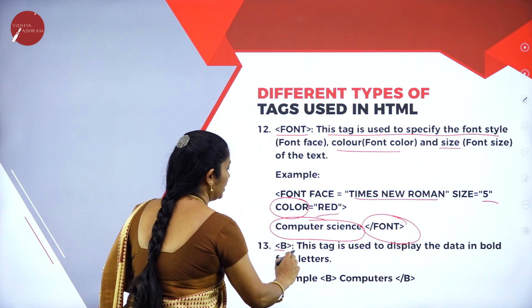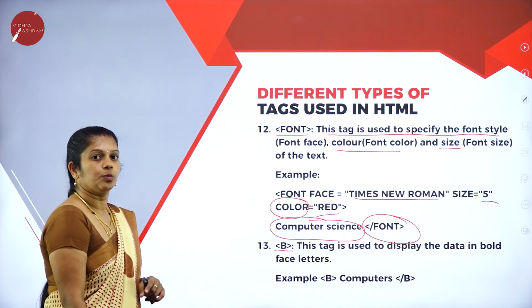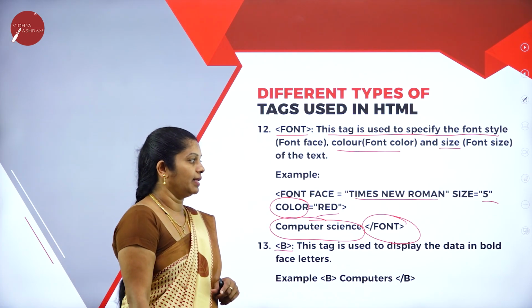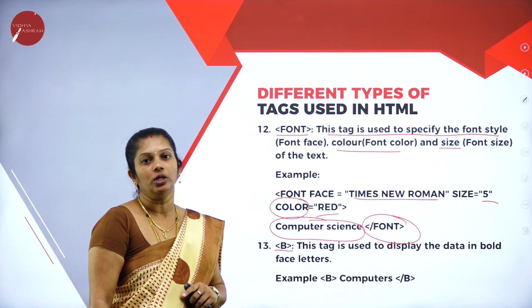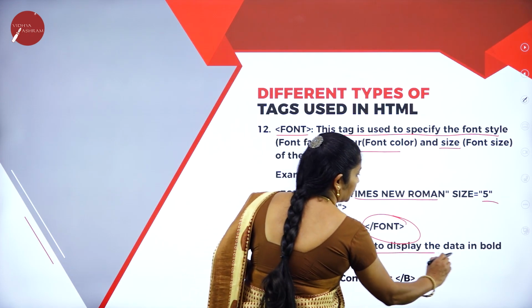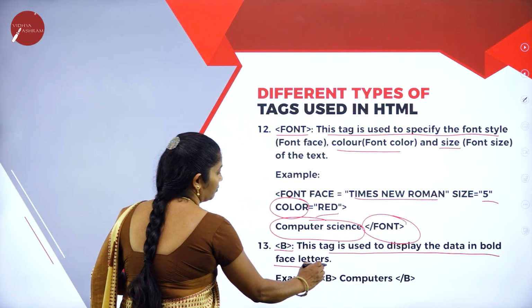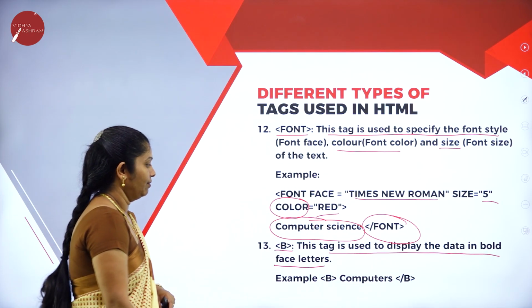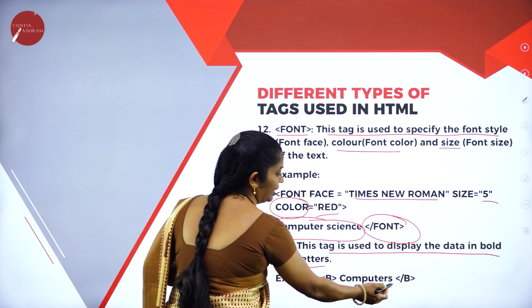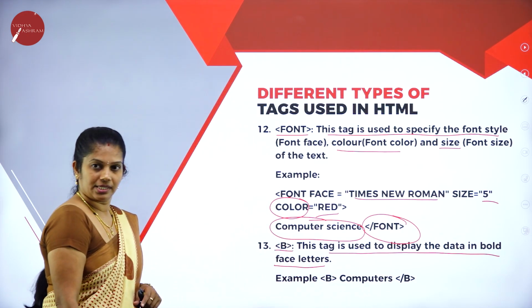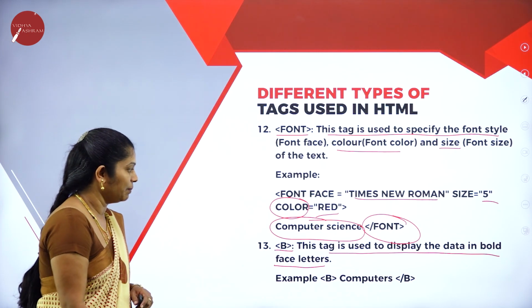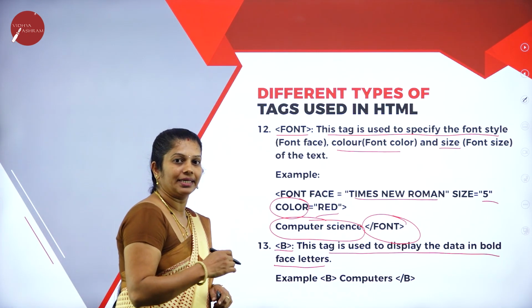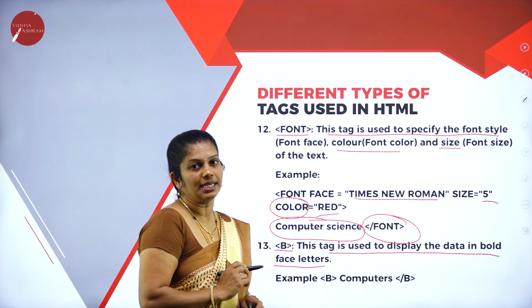Next we will move on to the B tag. The B tag is used to display the data in bold style. This tag is used to display the data in bold face letters. For example, we open the B tag and write computers, then we close the B tag. It means that when you want to make the text bold, we use the B tag.